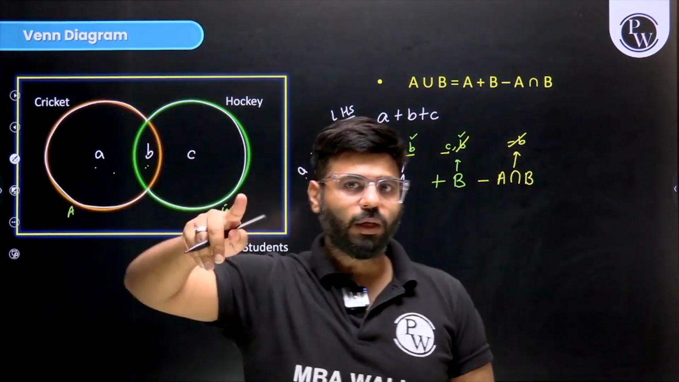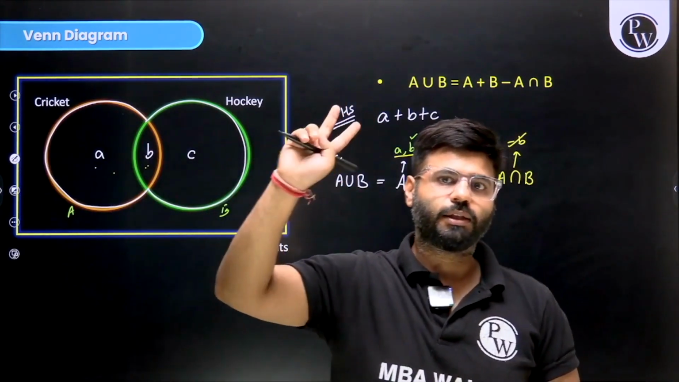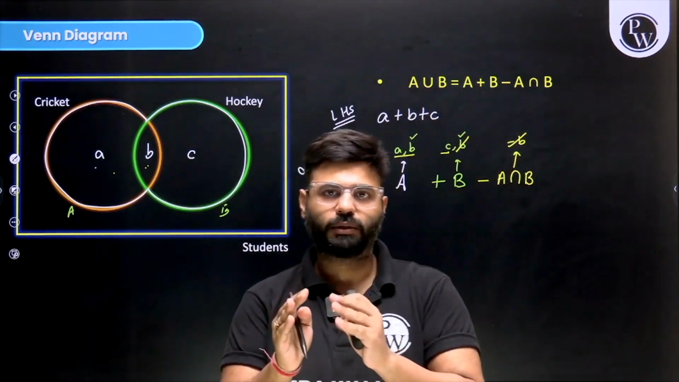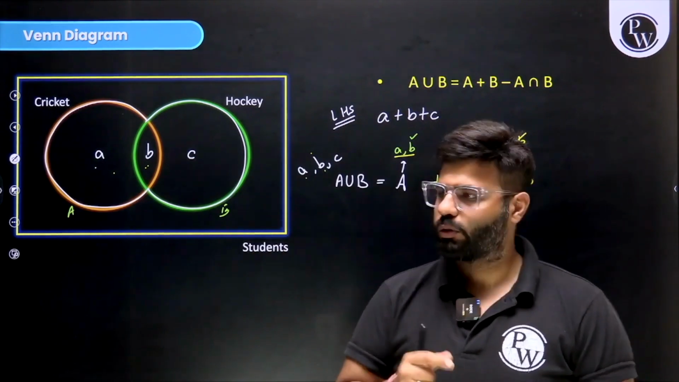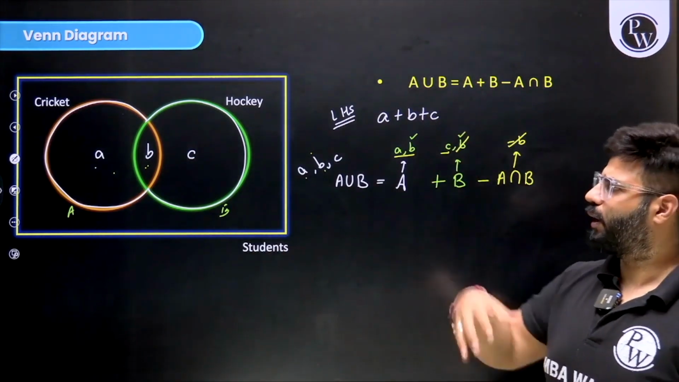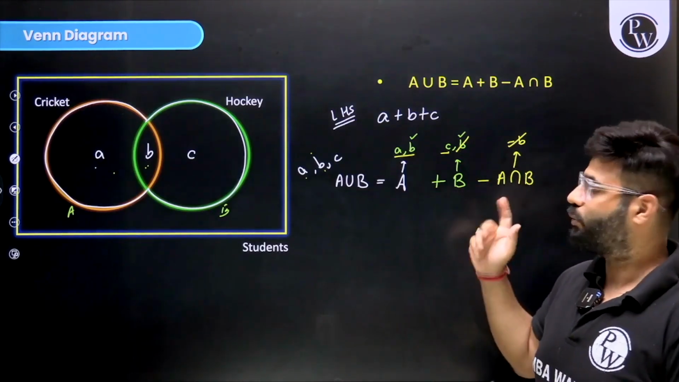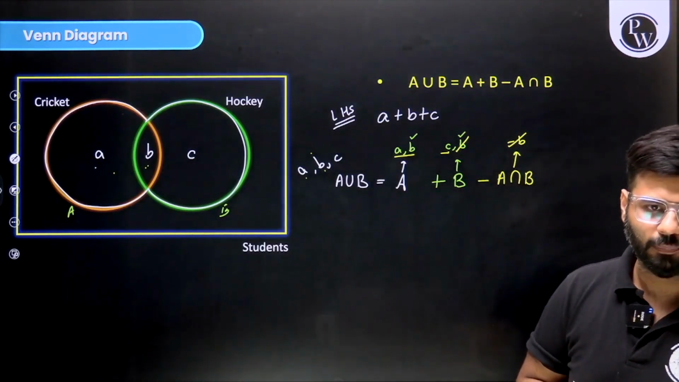A brings in A and B brings in B, and C has come twice, so subtract it. The center part, the intersection part, has come twice, so subtract it. So that's our first formula, although when we put in the numbers, it will look much easier. But when we talk about data sufficiency, this formula should be in your mind, right?